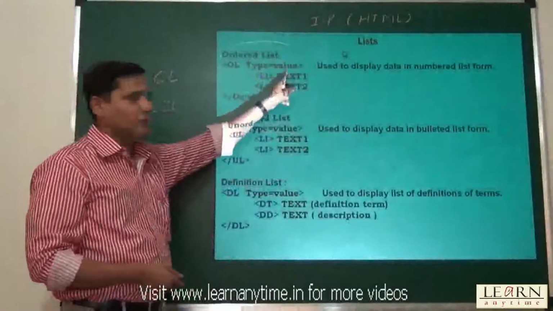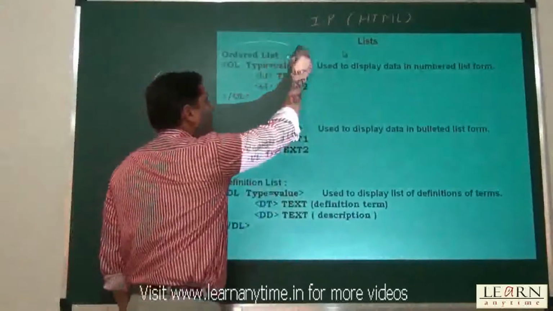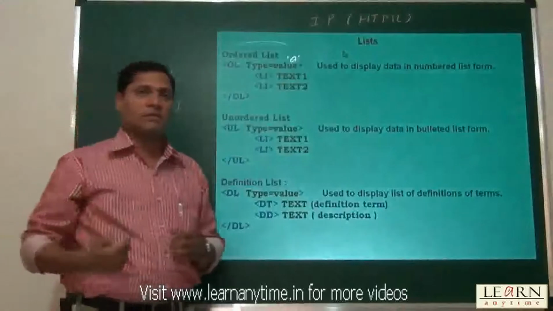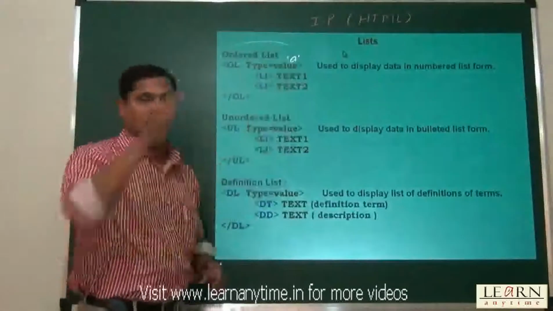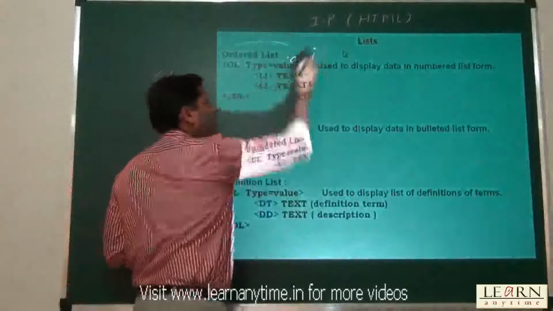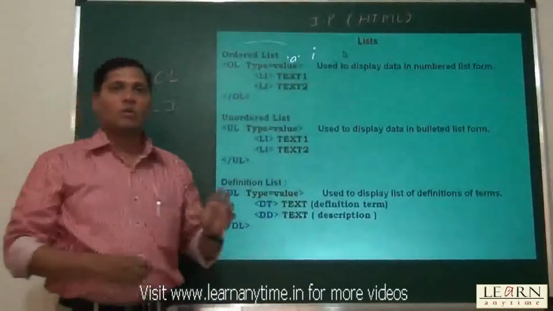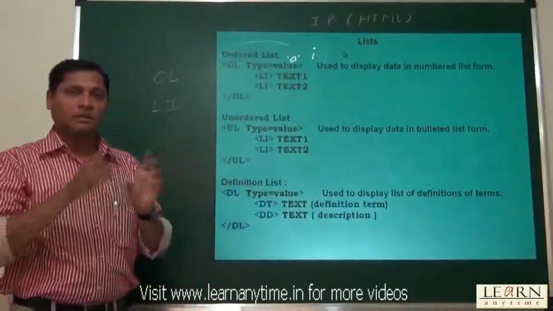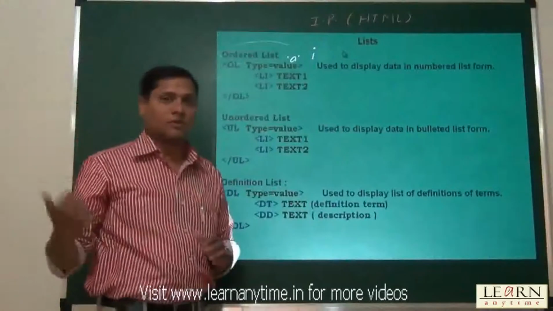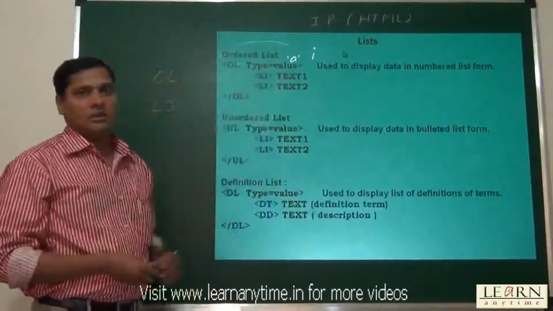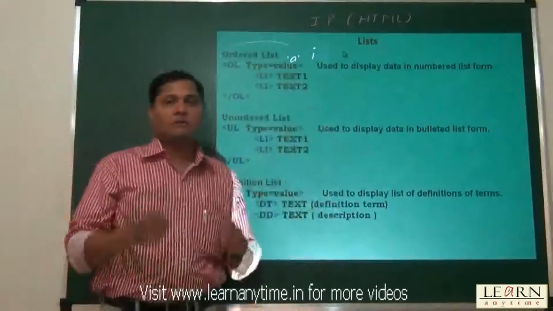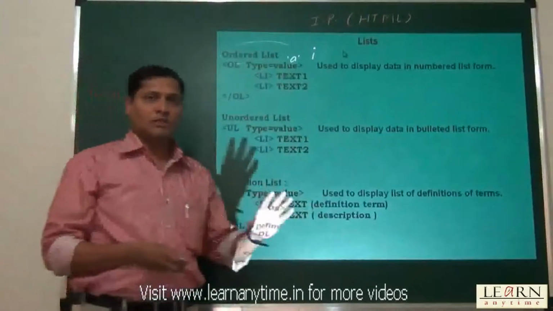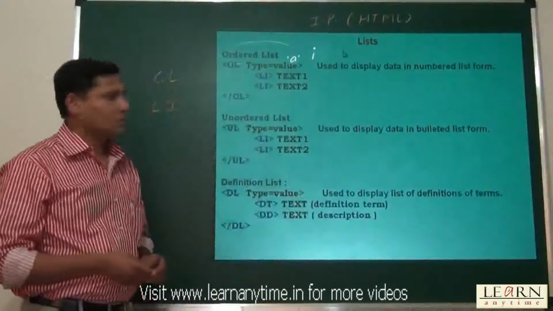For example, type can be A. If you write A over here, then it will show the numbers in the form A, B, C, D, E, F, G. Your topics will be listed as A, B, C, D. If you write type as, let's say, I, then your numbering will be Roman numbering, that is I, II, III, then IV, then V, VI, and so on, for 1, 2, 3, 4, 5, 6. So that is how we can show the numbering. If type is not mentioned, by default numbering is normal English numbering, that is 1, 2, 3, 4, 5. That is called an ordered list.